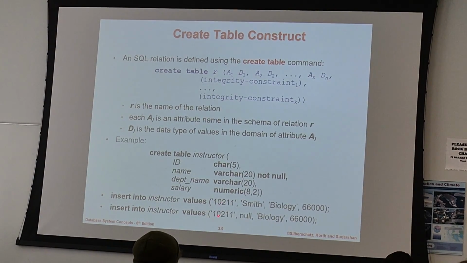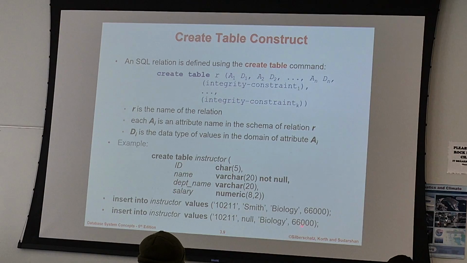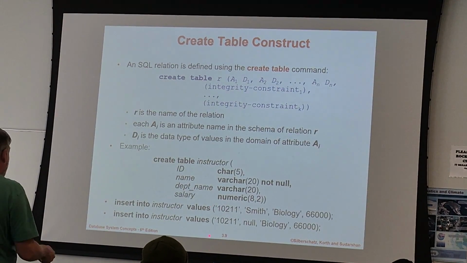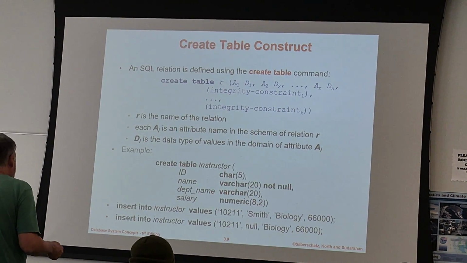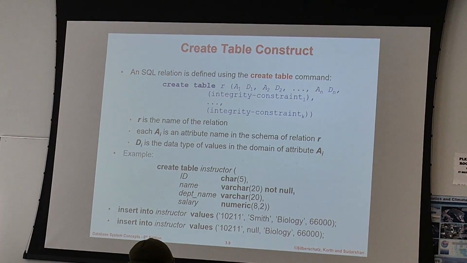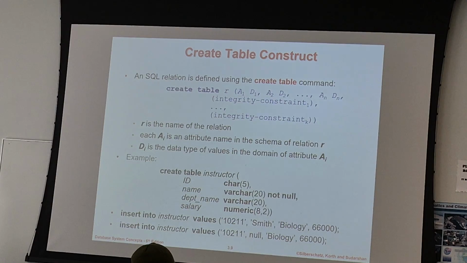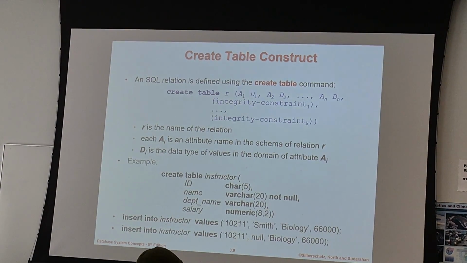We could hire somebody and not know what their star ID is going to be yet. We could hire somebody and not know how much we're going to pay them yet. Any of those other values can be null, but according to the definition of this table, the name of the instructor entity cannot be null. So, one of the most common constraints in table construction.